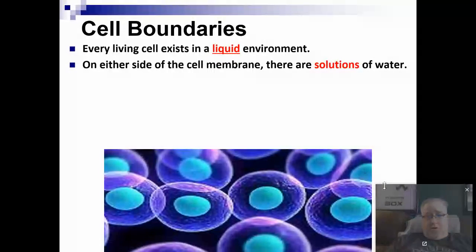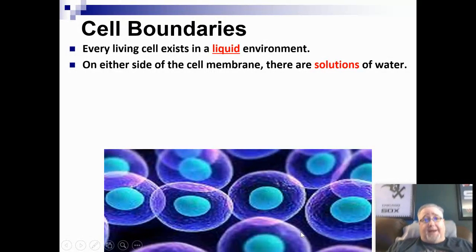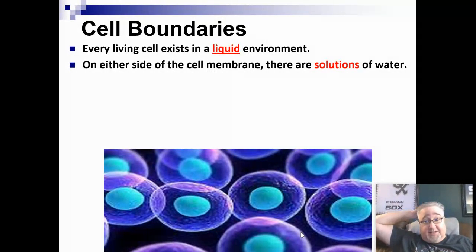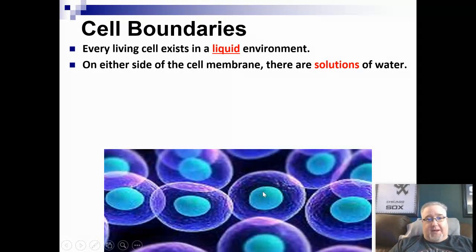Here's a picture of a couple of different cells, and pretty much every cell that makes up your body exists in a liquid environment. What that means is there's water not only on the inside of the cells, but also on the outside. For example, this little cell here, whatever kind of cell that is, has a whole bunch of water on the inside of it. Cytoplasm is basically water. But there's also a lot of water on the outside.